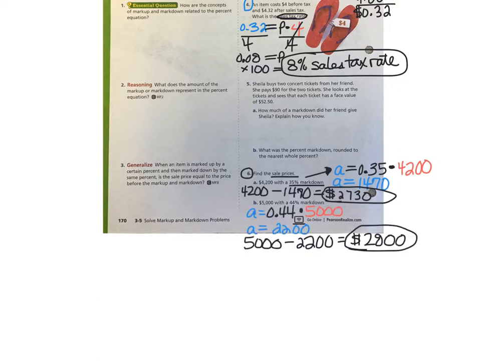All right, take a moment to look at the work that goes with part B. I did that one just like I did part A. So we need to find 44% of the original cost, which was $5,000. And once we do that, we get $2,200. And remember, that's the amount of the markdown. So after we know the markdown amount, we have to take that away from the original price of $5,000 to find the sale price, which is $2,800. Now let's move on to some more questions on the next page.